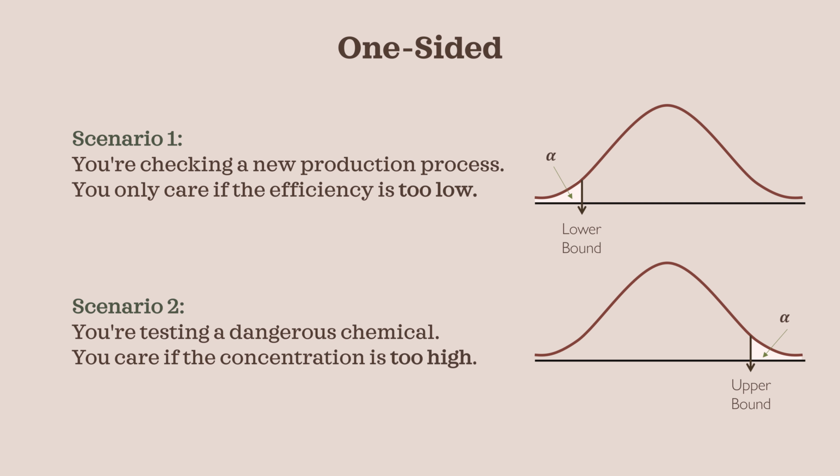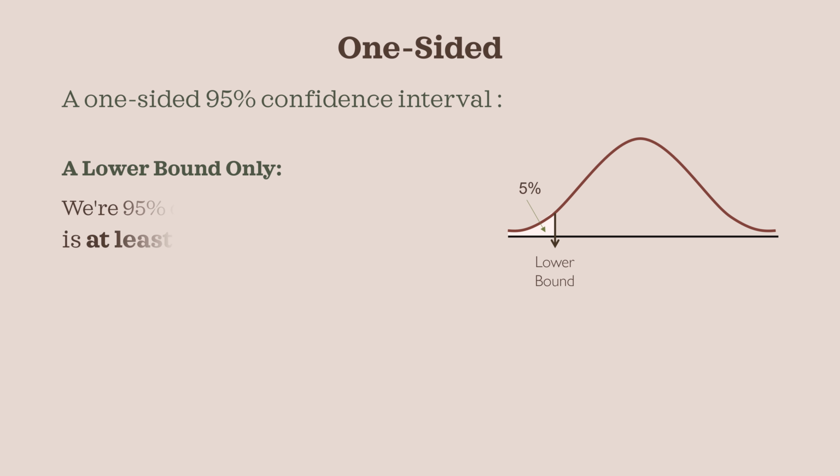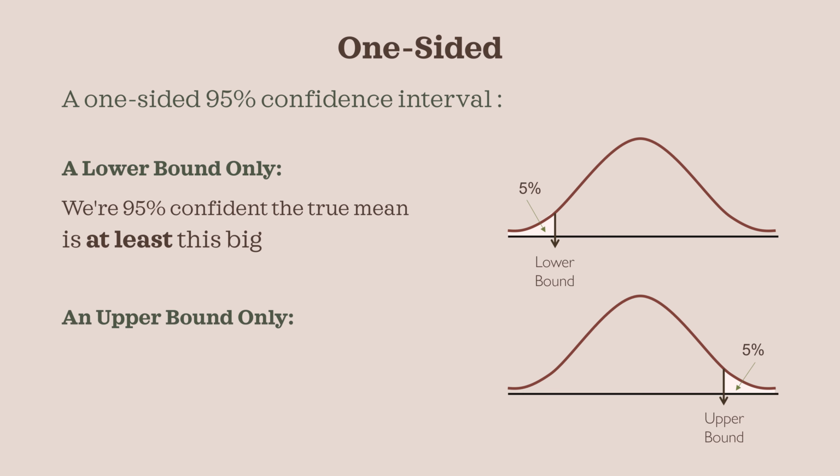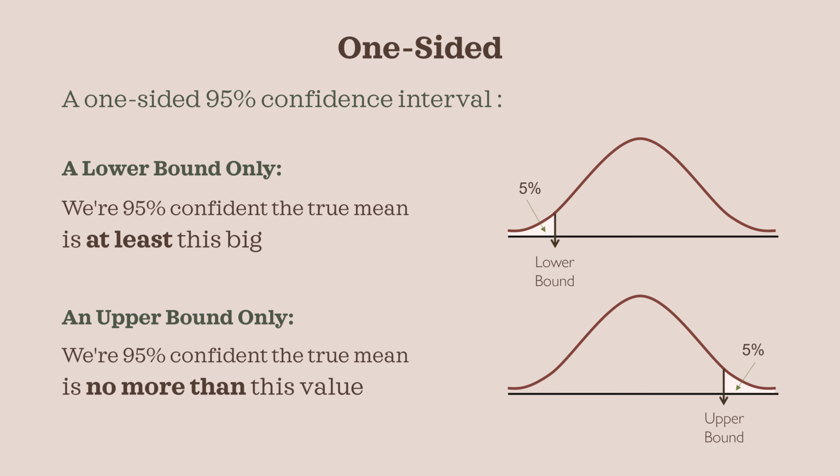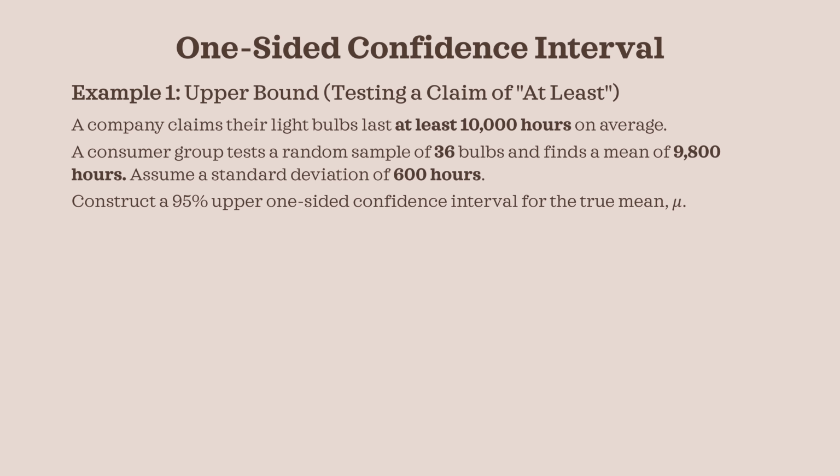A one-sided 95% confidence interval provides either a lower bound only, in which case we say we're 95% confident that the true mean is at least this big. That is, we're concerned that the true value could be too low. Or an upper bound only, where we're 95% confident that the true mean is no more than this value. This is used when we fear the true value could be too high. Now let's see this in action.